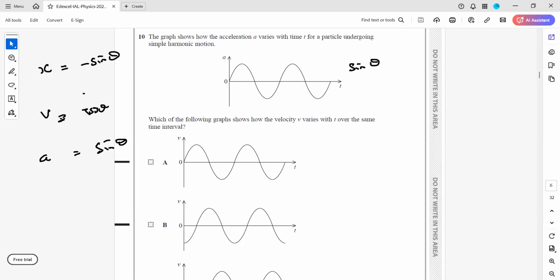So which one is representing a cosine theta, like a negative cosine theta graph? Because the derivative of a sine is cosine and this negative sign is there. So which is the negative cosine theta graph? That will be B.